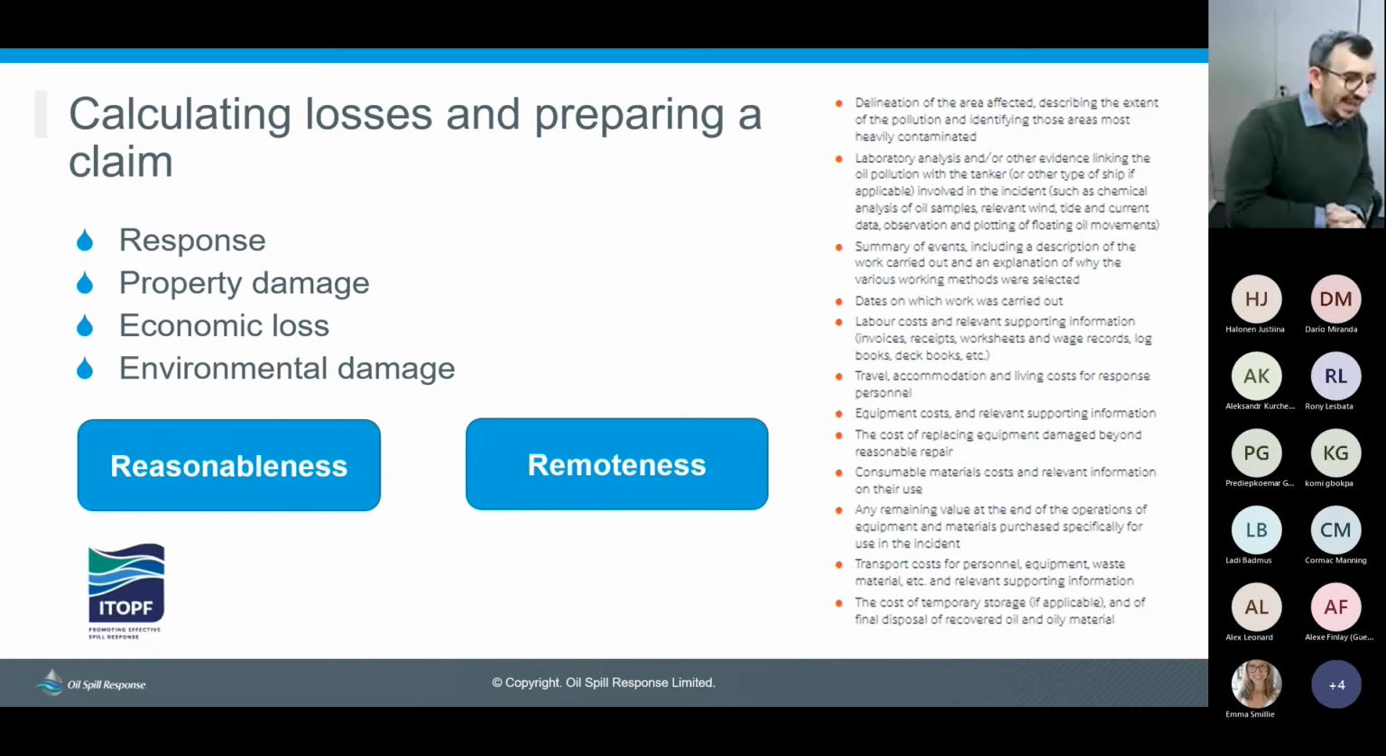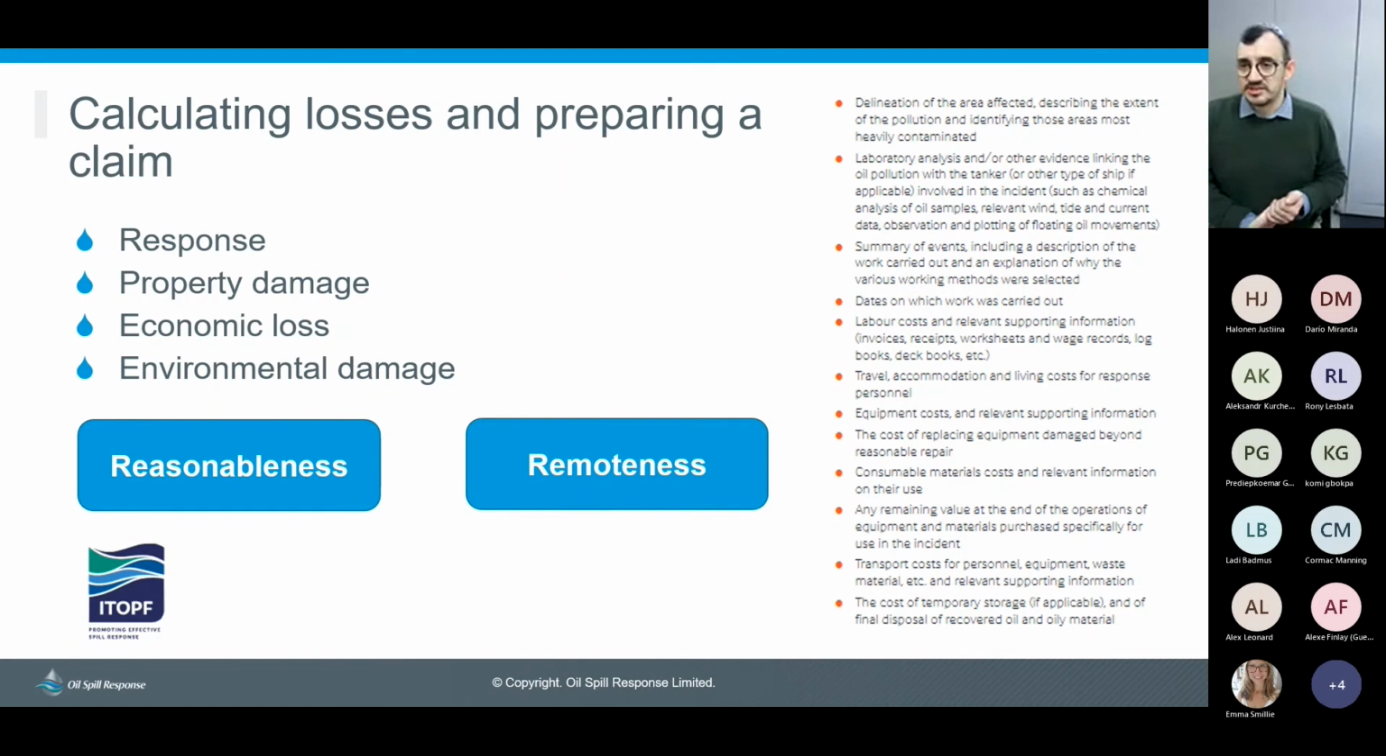So in terms of calculating loss, we're getting towards the back end of this session now, and the key takeaways that I'd like you to pick up on are really think of the remoteness and the reasonableness behind a claim. Anytime you may be submitting an oil spill response claim, think about how reasonable the actions were and how remote those activities were to the impacts of the oil spill.